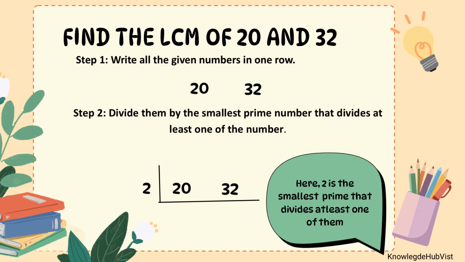Step 2, we always begin with the smallest prime number that can divide at least one of the given numbers. Remember, we do not have to divide both numbers. It is enough if the prime number divides one or more of them. Let's look at our numbers. The smallest prime number is 2. Since 20 is divisible by 2 and 32 is also divisible by 2, we choose 2 and write it on the left side of our division table. In the next step, we'll divide both numbers by 2 and continue the process until both numbers become 1.